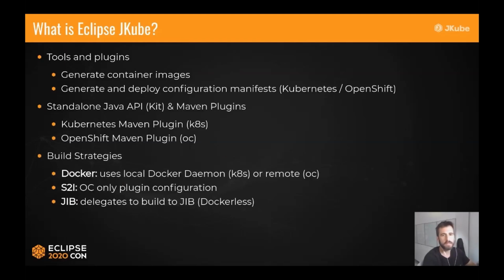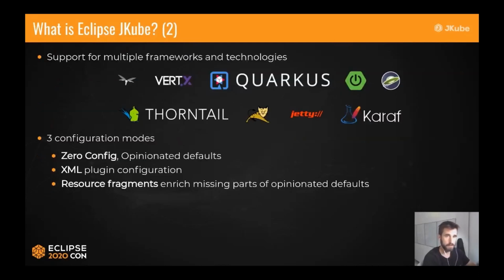So regarding build strategies, as of now, we support the Docker build strategy. In the case of the Kubernetes Maven plugin, this will require a local Docker daemon running in your system. Or in case of OpenShift, this will perform a Docker build, but in your cluster. Also for OpenShift, we are offering a source to image binary build strategy. In this case, the build will be running on your cluster. And finally, we offer a Jib build strategy. In this case, the build is delegated to Jib. So you actually don't need to have a Docker daemon running in your computer.